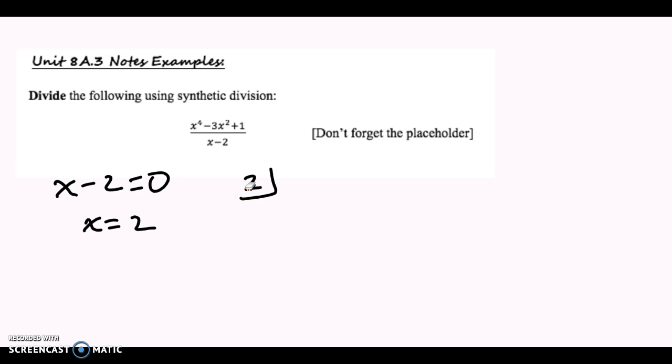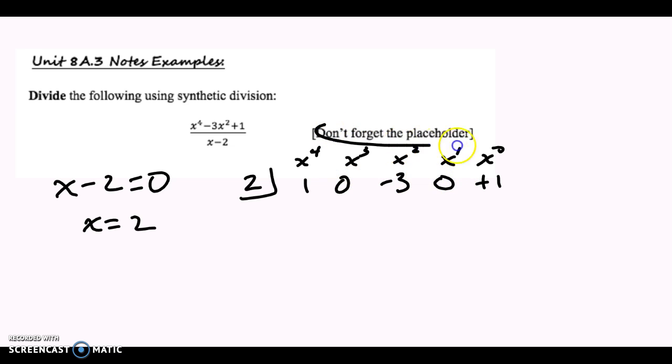And then I'm going to take the coefficients of the numerator. I'm going to take the coefficient of x to the fourth, which is 1. I'm just going to work my way down all the way to x to the 0. X squared is going to be a negative 3. A positive 1 is going to go under here. And I didn't have anything under x cubed and x to the first, so I'm going to put a 0 here and a 0 there. And that's what I mean by don't forget the placeholder.